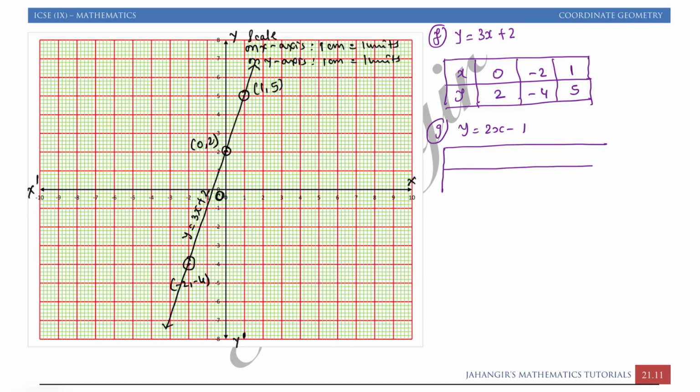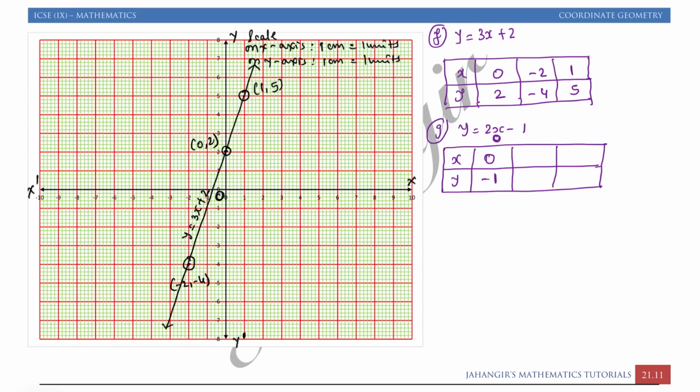If that value does not lie on the graph, that means you cannot take that value, the value which you had chosen. Don't take unrealistic values like 15, 20, 25. X, Y. The first value I will put as 0. My first favorite value is 0. If I am putting 0 over here, the 2 into 0 is 0. 0 minus 1 is minus 1.